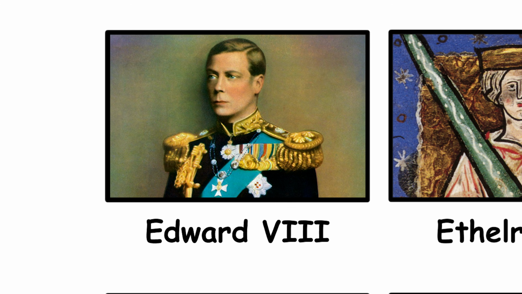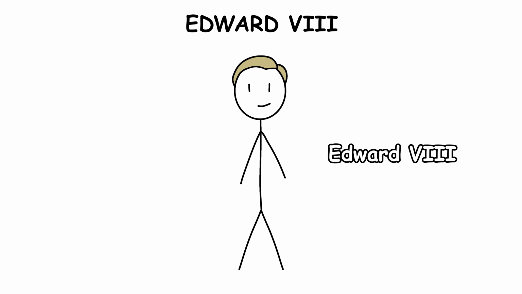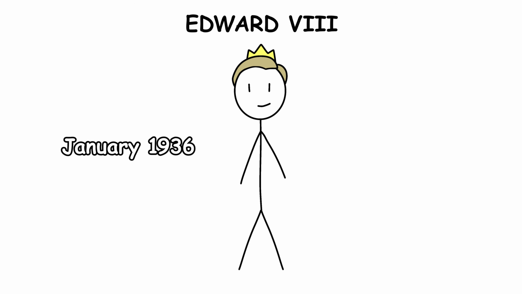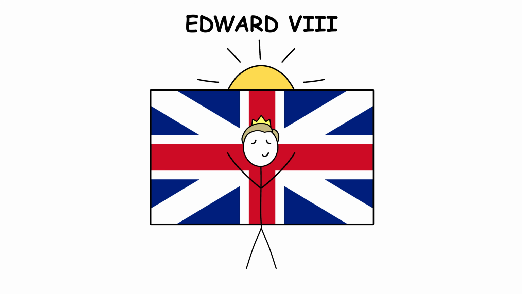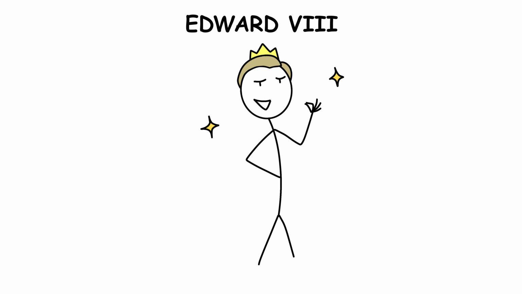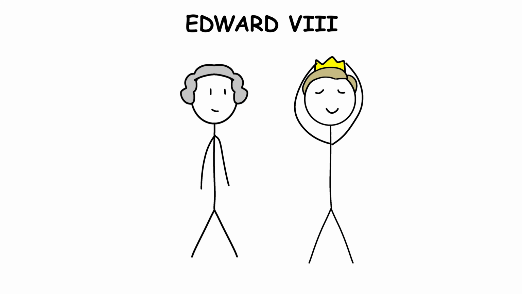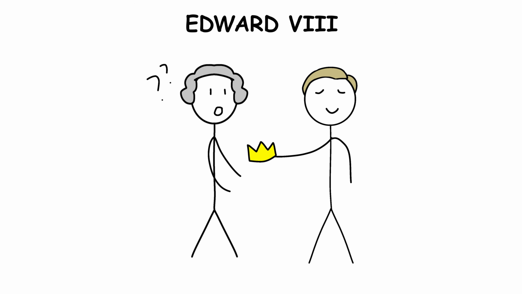Edward VIII, the king who chose love. Edward VIII became king in January 1936 and seemed like Britain's modern, charismatic future. Instead, he lasted 11 months and created the only voluntary abdication in British history.